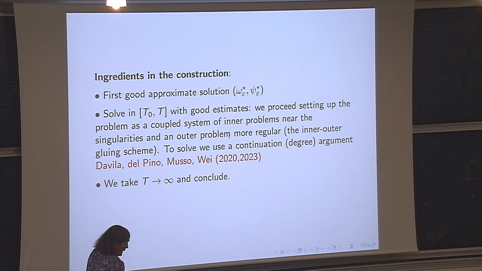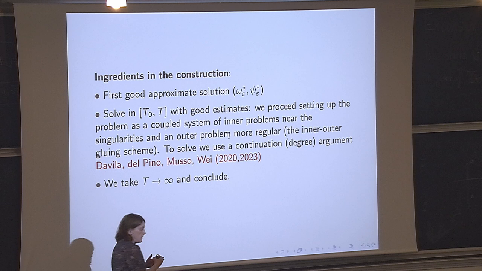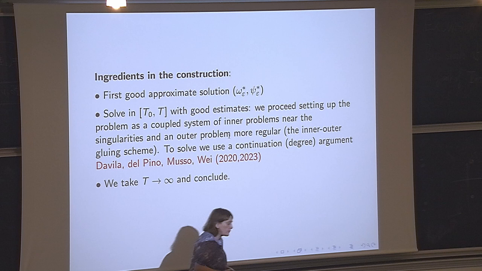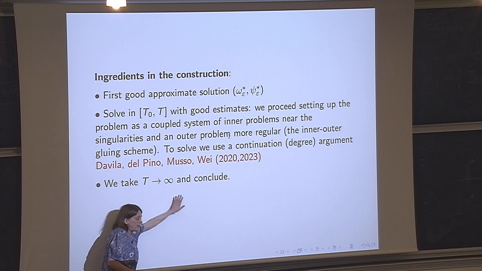And in fact, the point here is that we set up a nonlinear, complicated equation. We introduce a parameter lambda, a homotopy. So at lambda equal to 1, it's our problem. At lambda equal to 0, it's a simpler problem. And we need some a priori estimates. And these estimates should be good enough to then pass to the limit as t goes to infinity.